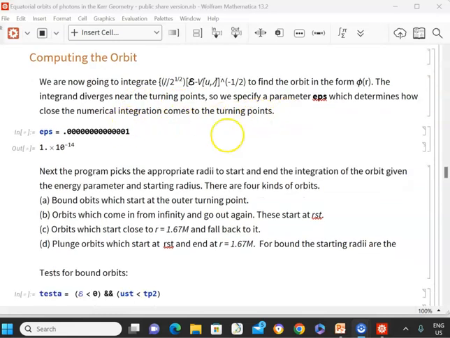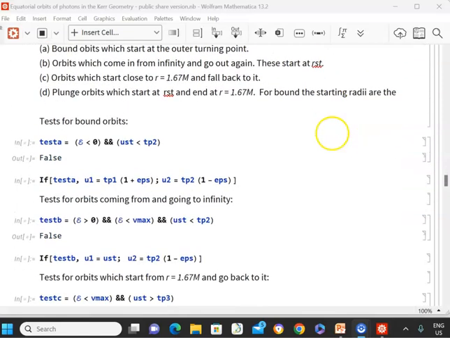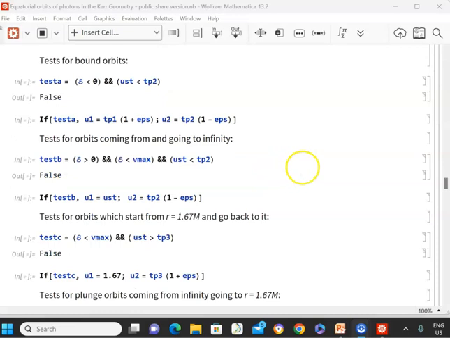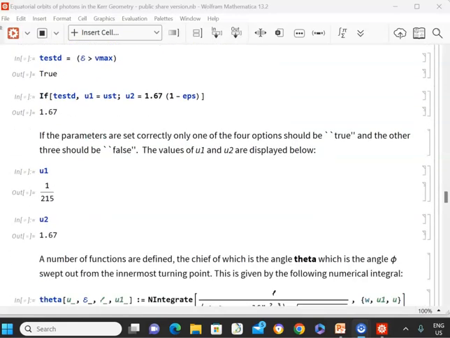Sensitivity parameter, set like 10 to the minus 14. That's just me being ambitious. Then some tests for different types of orbits, because this same program with a different effective potential can deal with particles with mass, whereas this video is focused on particles without mass, the massless case like photons, gravitons, and maybe some neutrinos.